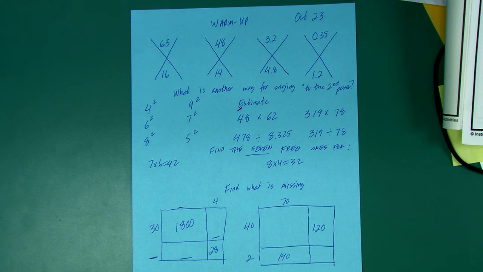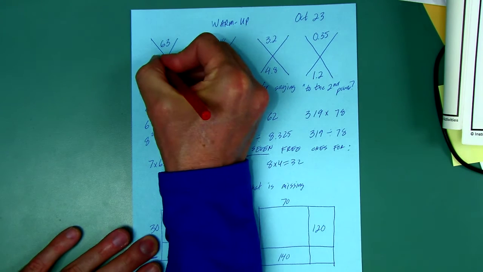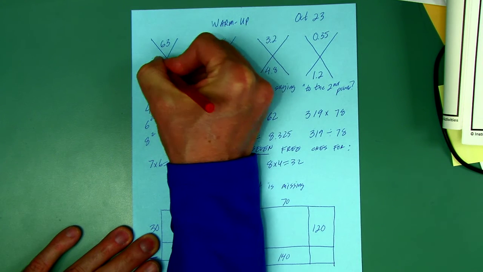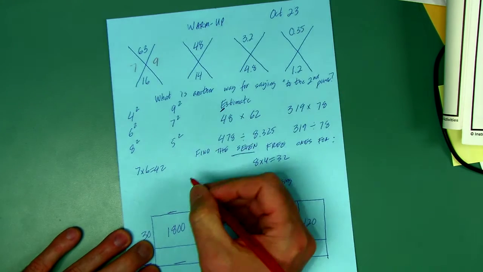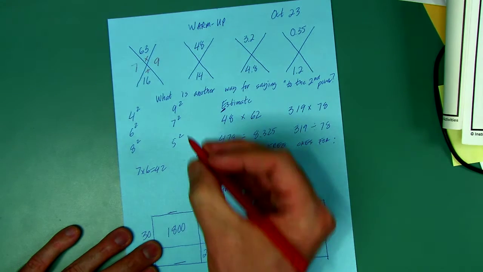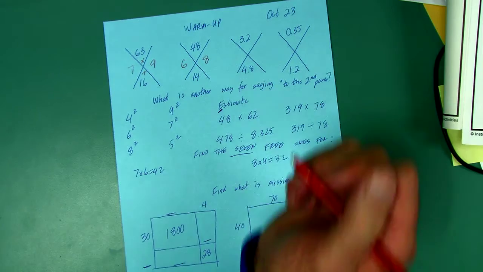Okay, welcome back, everybody. Let's see what we got here. Got to hurry today. What 2 numbers multiplied together equals 63 and added together equals 16? That's the good 7 and 9, one of those basic facts. 9 times 7 works too. And how about the 48 and 14? 6 times 8 is 48, and 6 plus 8 is 14.